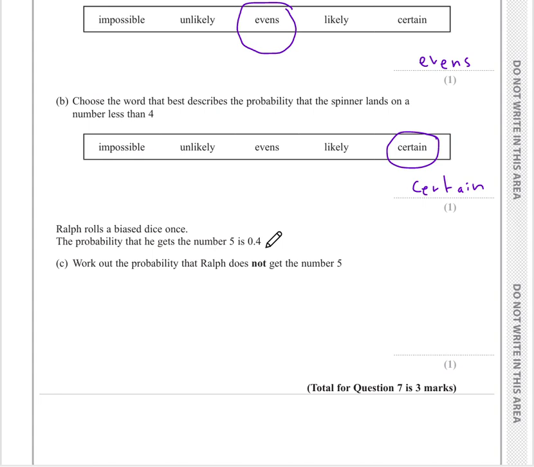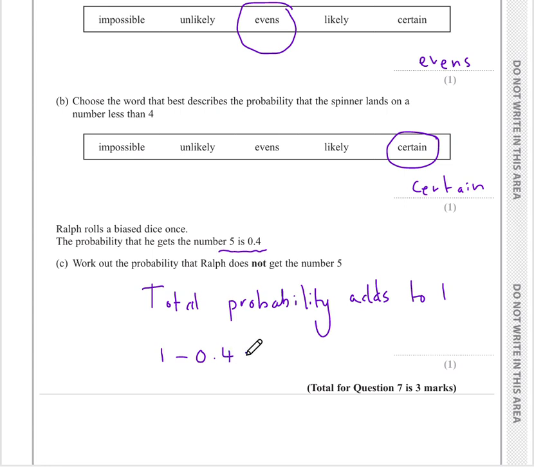Ralph rolls a biased dice once. The probability he gets the number 5 is 0.4. Work out the probability that Ralph does not get the number 5. So we're using the fact here that total probability adds up to 1. Probability that he gets a number 5 is 0.4, so the probability he doesn't is going to be 1 minus 0.4, which is going to give us an answer of 0.6.